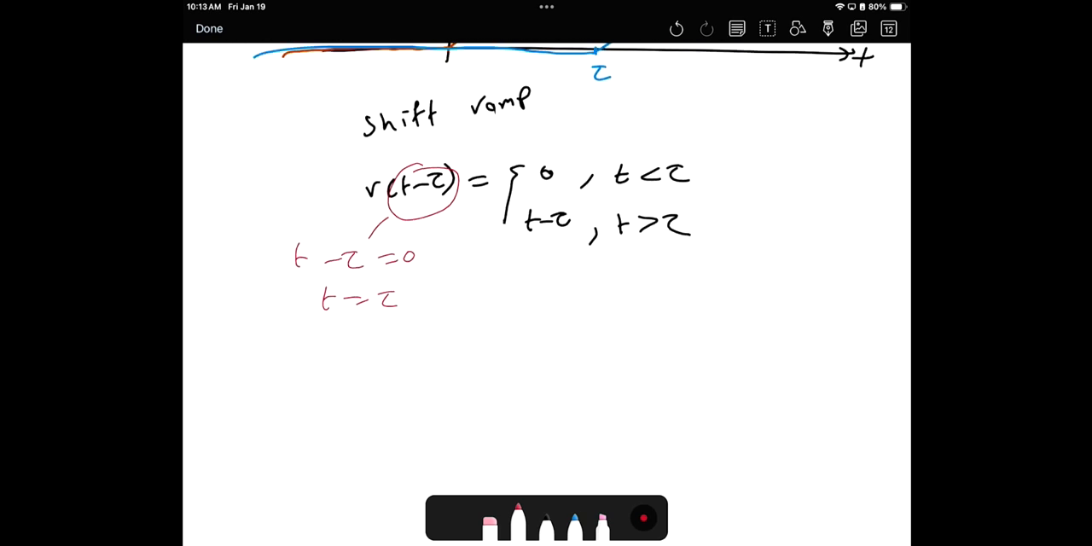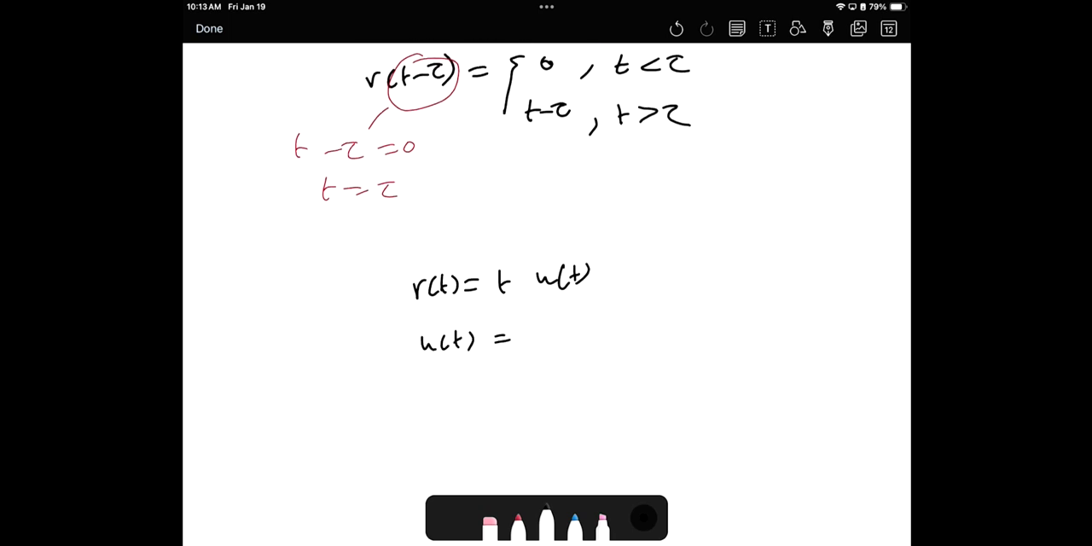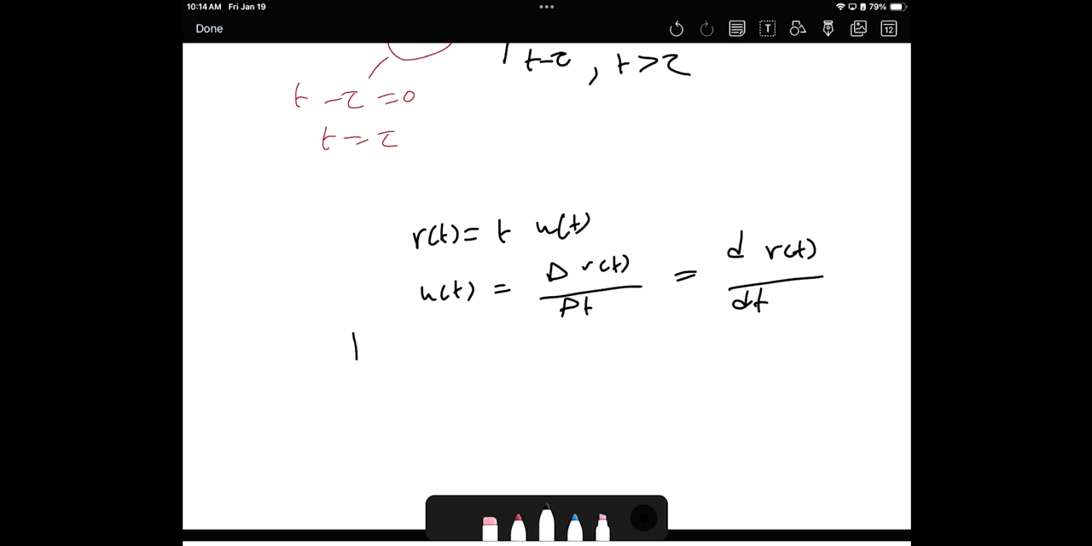And there is a result about this. So again, r of t equals t u of t. Therefore, u of t is actually the change, delta r of t over delta t, or in other words, the time derivative, dr of t by dt. Because if you try to derive dr of t by dt, the derivative of t will be 1, then we end up having u of t, while the derivative of u of t is 0, so we will have only u of t.